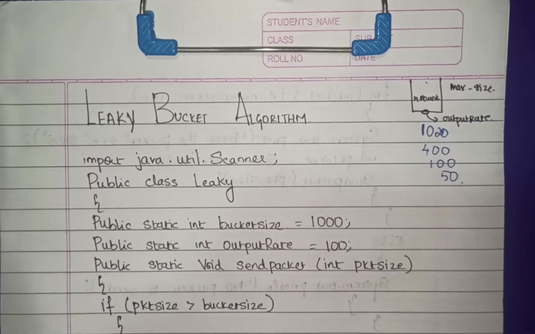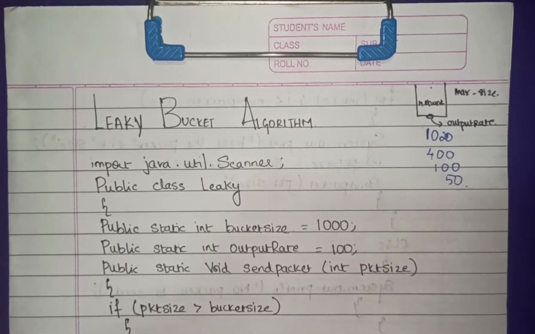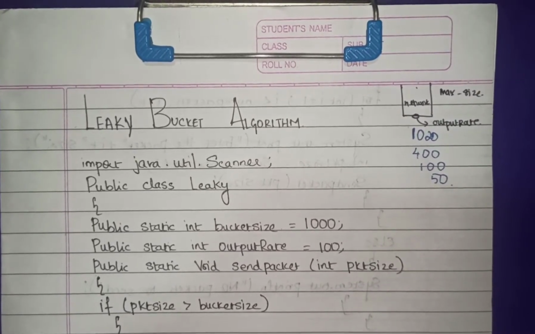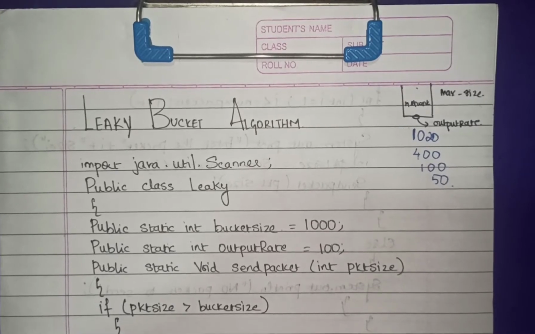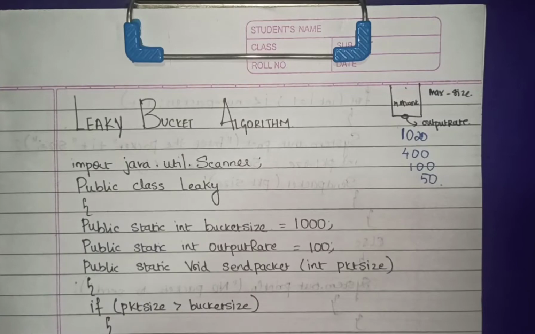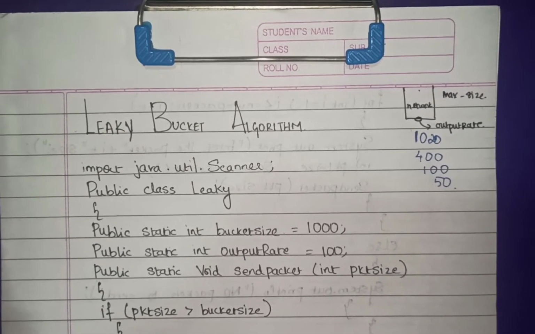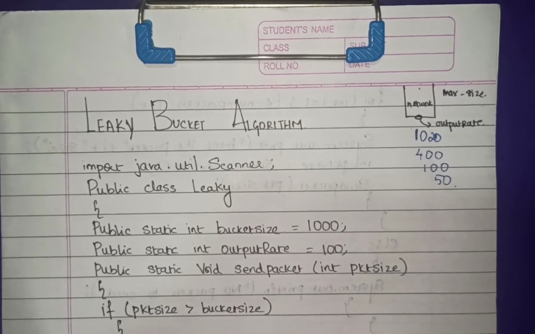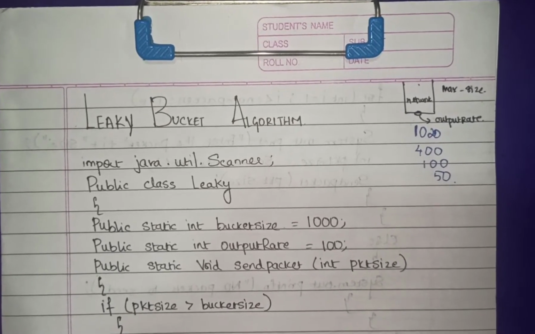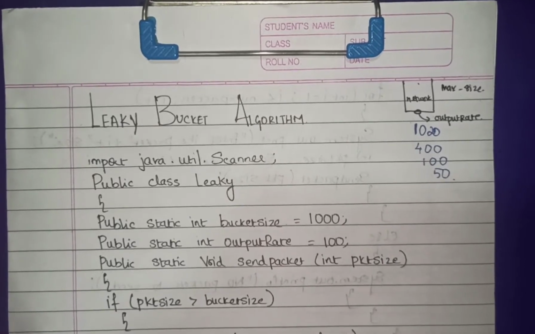So what is congestion control actually? Suppose you have the sender and you have the receiver, and the sender sends the packet to the receiver. The rate at which the sender sends the packet to the receiver should be in a regulated manner. Suppose the sender sends the packet in an abrupt manner or very fast, the receiver may not be able to handle it. That is why we need congestion control. That is traffic control between the sender and the receiver. So this is the basic idea of congestion control, which is why we need the leaky bucket algorithm.